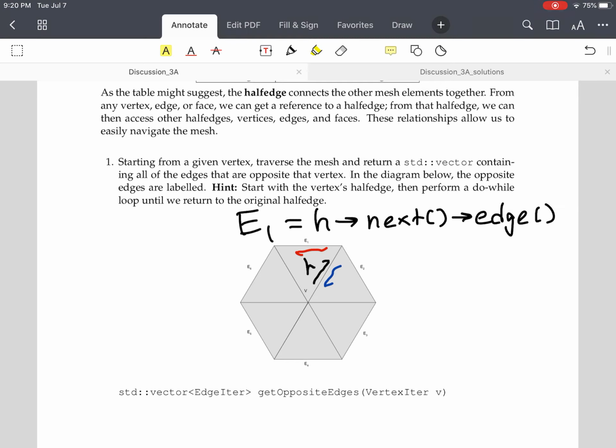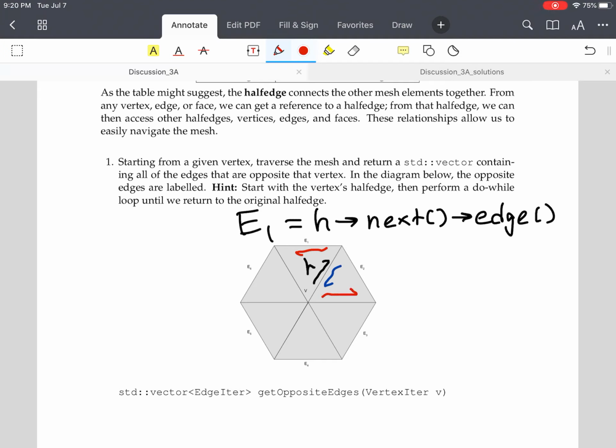And then the next step is we want to be able to move on, right? We got E1, now let's get E2. So how would we do that? Well, in this case, we drew next in red and twin in blue. I think twin would be useful here. So what we could do is get its twin, that's the blue one, and then let's get the blue one's next. And what does that look like? We can draw that in red.